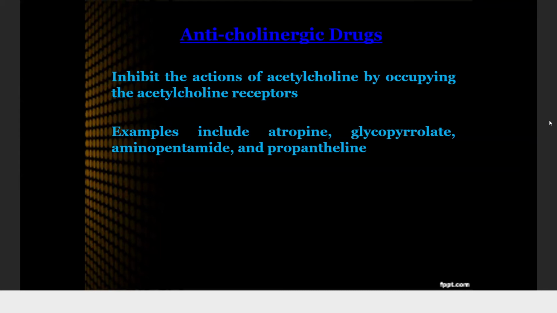Okay, they are well distributed throughout the body and cross into the CNS. They can actually cross the central nervous system area. They can also cross the placenta, and also cross the mammary gland, then get distributed into the milk. Okay, so atropine is metabolized in the liver and excreted into the urine.